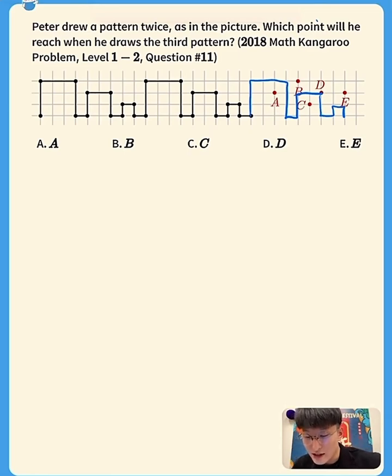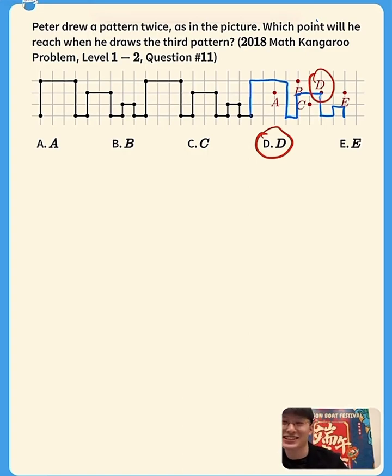The question is, which point will he reach when he draws the third pattern? Is it A, B, C, or D? This is obviously D, right? Because when we draw the pattern, it will reach point D, not A, B, or C. This one is super obvious, so the answer is D. Yes, very good. This one is really interesting and really easy to start today's questions.